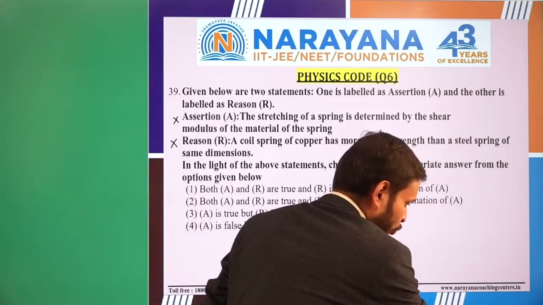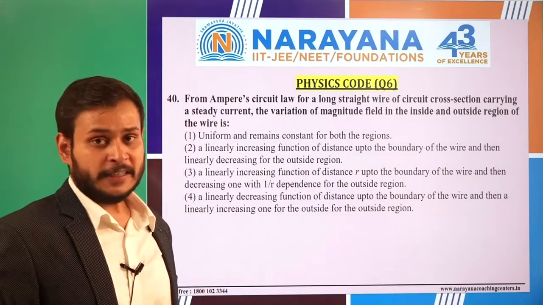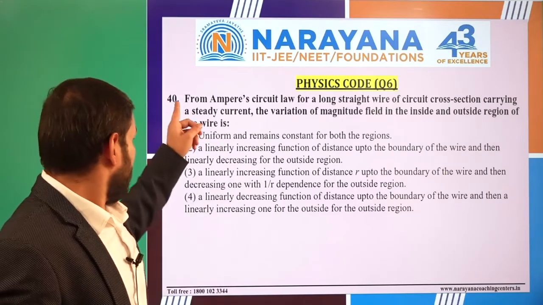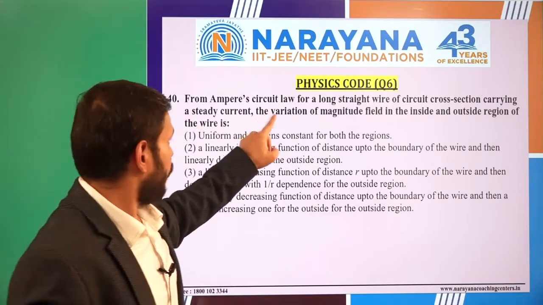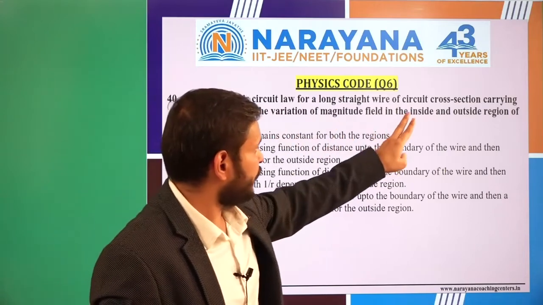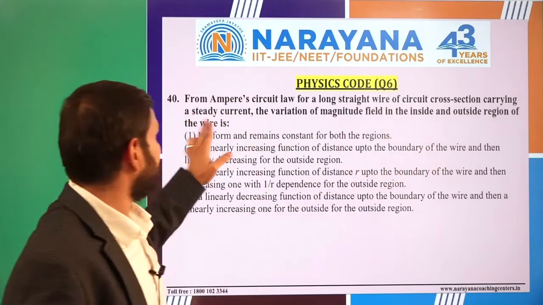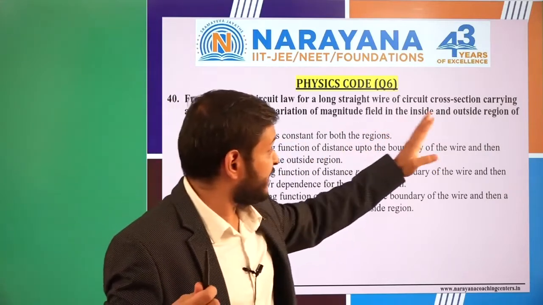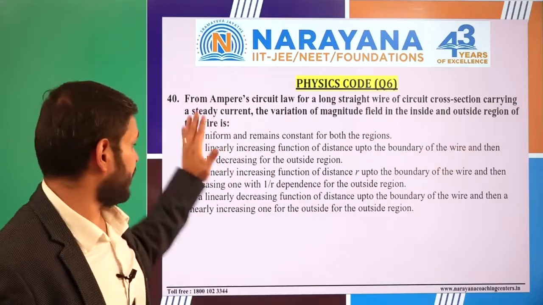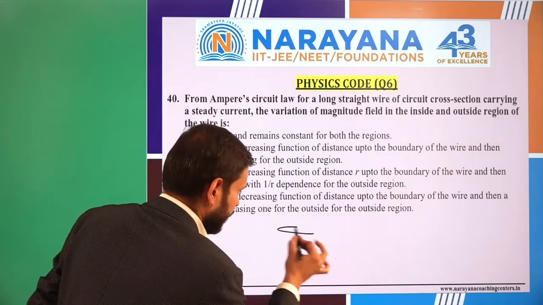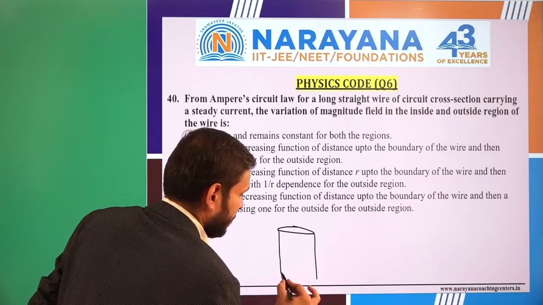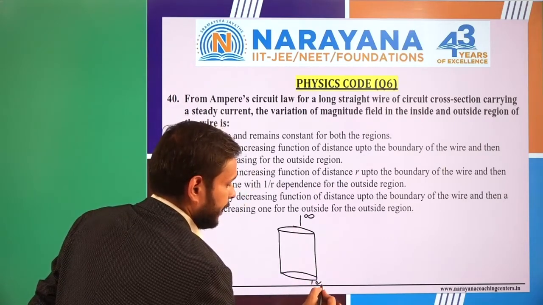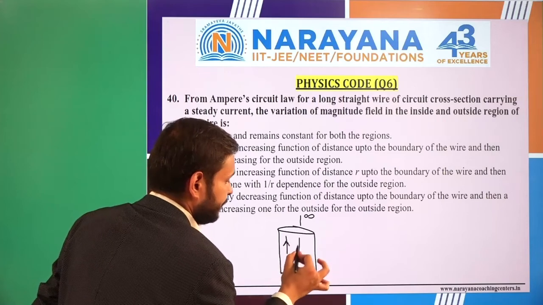Okay, let's go down to the 40th question. This is from magnetism and specifically from Ampere's law. From Ampere's circuital law, for a long straight wire of a circular cross section carrying a steady current, there is a current in the cross section as well. The variation of magnetic field inside and outside region of the wire is, and we are given certain options. So over here, let's draw one big cylinder. Of course, this is infinite, right? And there is current inside as well.